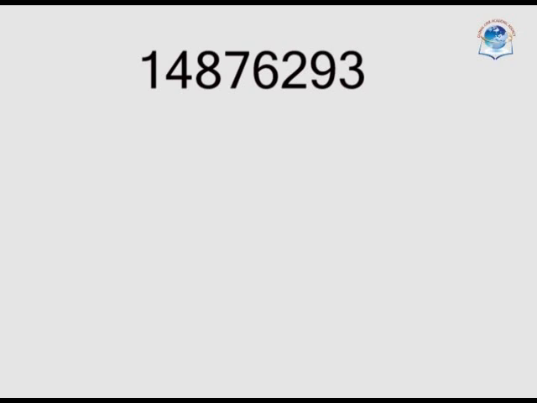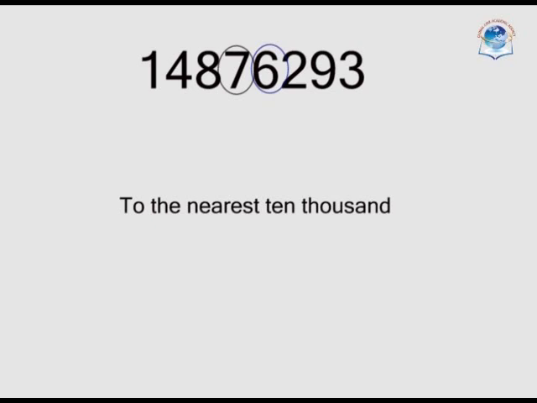For instance, in our figure, let's round it off to the nearest 10,000. The digit at the 10,000 value is 7. Next to it on the right is 6. So we add 1 to 7 and replace all these digits with zeros, and we get 14,880,000.